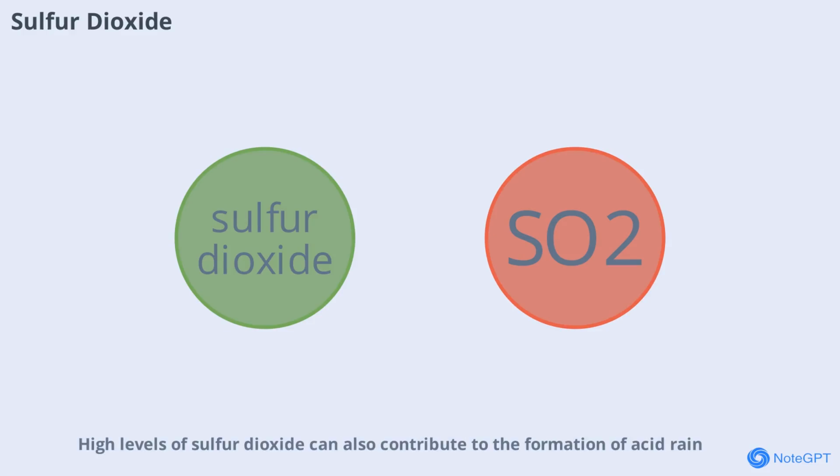High levels of sulfur dioxide can also contribute to the formation of acid rain, which damages crops, forests, and buildings. The AQI includes sulfur dioxide measurements to help protect public health and the environment, especially in areas near industrial sources.